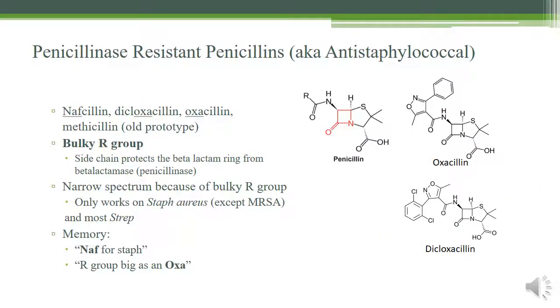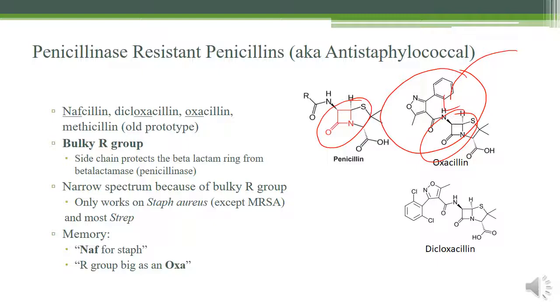Penicillinase-resistant penicillins. So sometimes we can make penicillins that are just naturally resistant to penicillinases. And how we do that is we just add a large R group. As you can see over here, the penicillin has just this beta-lactam ring, and so does oxacillin, oxacillin being the penicillinase-resistant one. The only real difference is that the R group is a huge, bulky R group. It's just too big for the beta-lactamases to wrap around, and because of that, it gives them an advantage. They really just can't reach the beta-lactam ring.